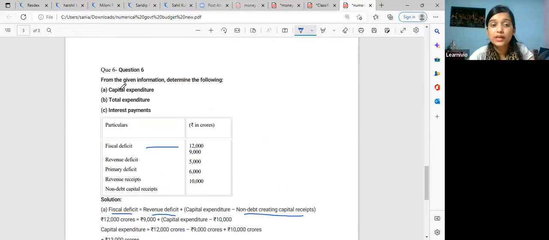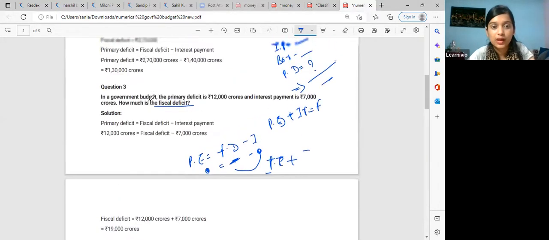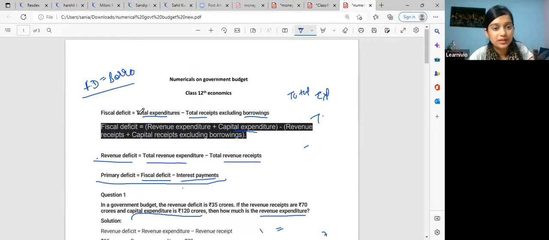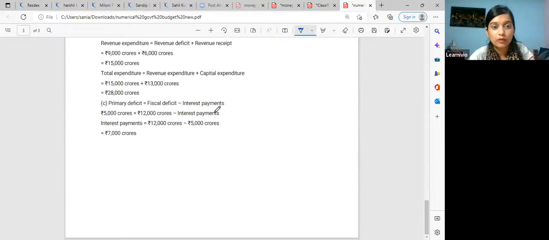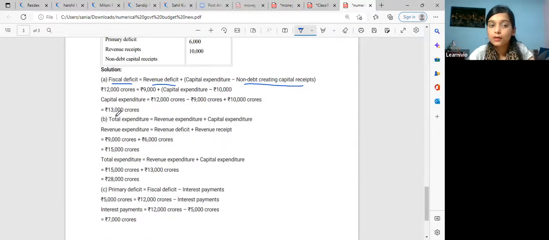Now, second, you have to find the total expenditure. For this, you need fiscal deficit and the total receipts. How will you do it? Total expenditure is revenue expenditure plus capital expenditure. They have changed the formula, putting in all the values. Every value is given. Just find it out.